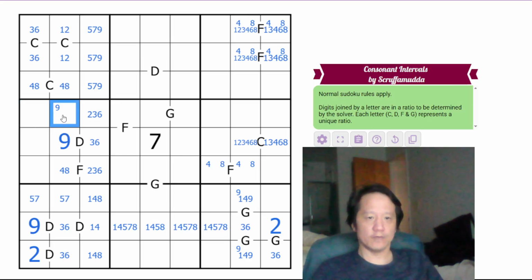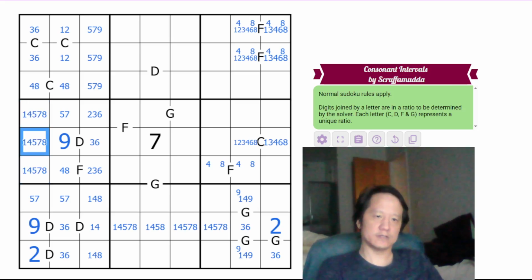We have a 4-8 pair in column 2, a 3-6 pair, and a 1-2 pair. That forces this to be 5 or 7. So we have a 5-7 pair there. 1 is one of these. It's 1, 4, 5, 7, 8. This can't be 7, obviously, because there's 7 in the row.